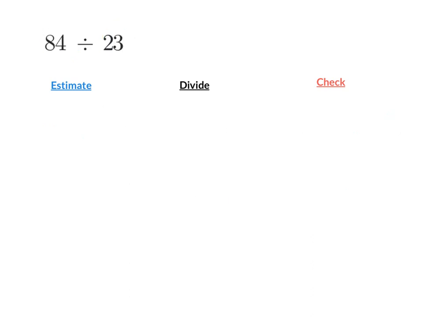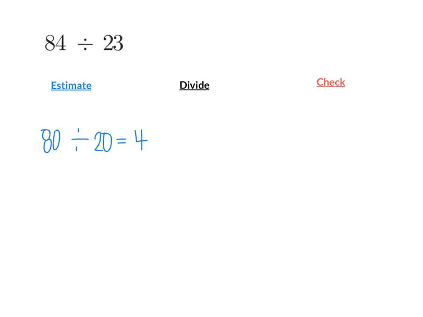Let's try another example. Okay, again, we estimate, then we divide, then we check. Let's estimate first. My divisor of 23 is pretty close to 20, and my whole of 84 is pretty close to 80. And 80 divided by 20 is 4. So 4 might be a reasonable place to start.